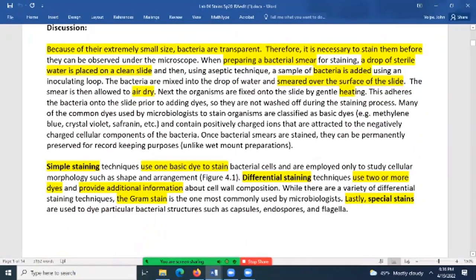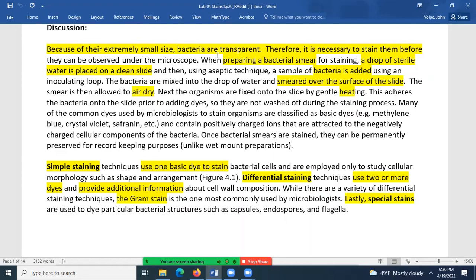All right. As there's no questions, let's continue. Because of their extremely small size, bacteria are transparent. And they're also mostly water, so that tends to make them transparent. Therefore, it is necessary to stain them before you can look at them under the microscope.